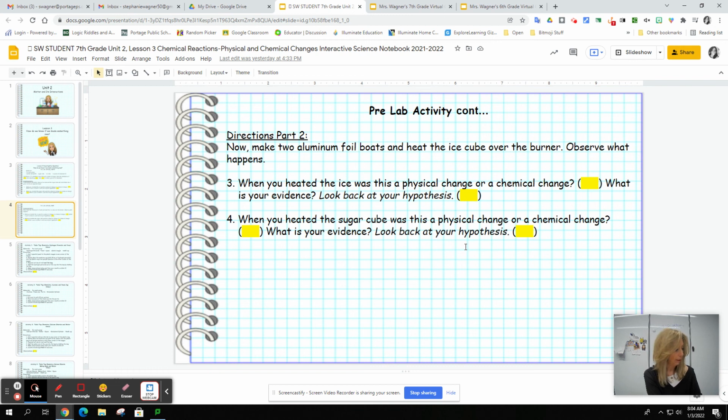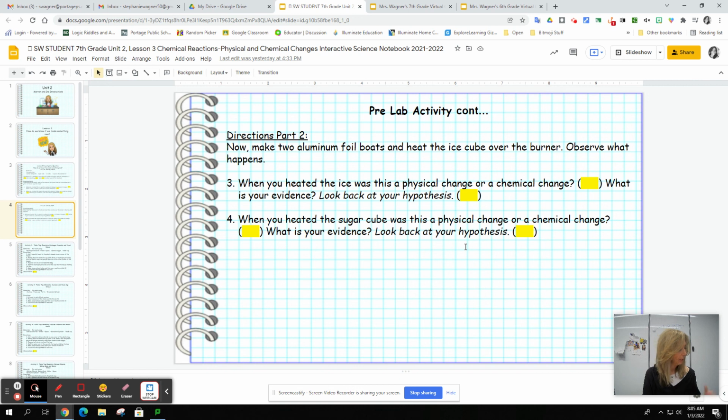And then number 4, how about the sugar cube? Was that physical or chemical? Well, we saw some different things going on there. We saw smoke and we saw a color change, and I said that there was like an odor that I could smell. We toasted marshmallow. You probably all had that toasted marshmallow smell before. So is that a physical change or a chemical change? Well, the things that tell us that it might be a chemical change are the things I mentioned.